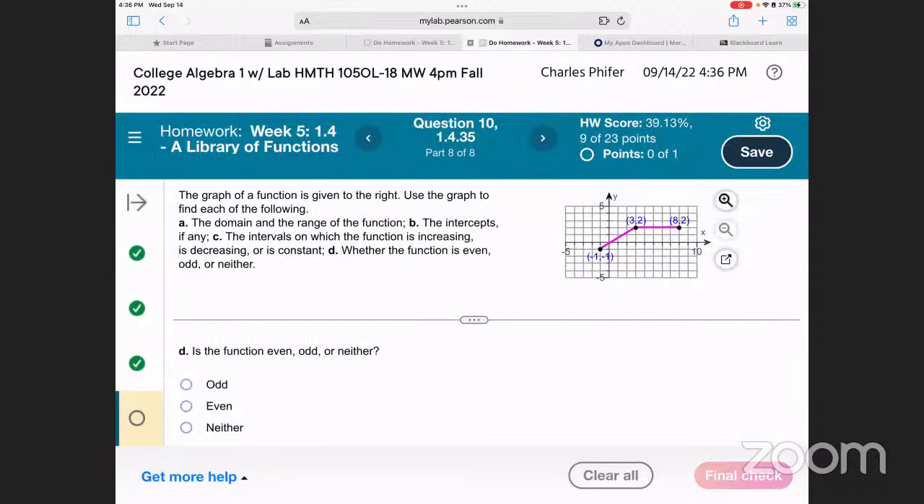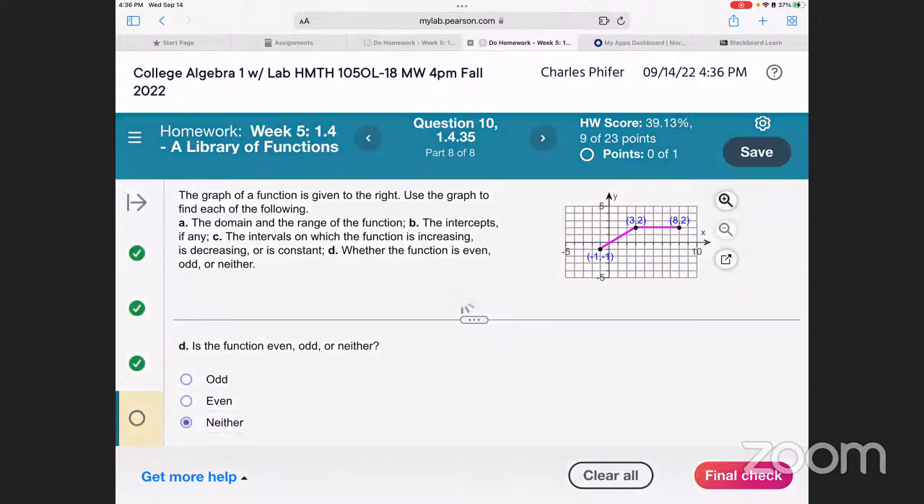Is a function even, odd, or neither? So even means y-axis symmetry. There's not y-axis symmetry. There's not origin symmetry, so it's not odd. So it would be neither.